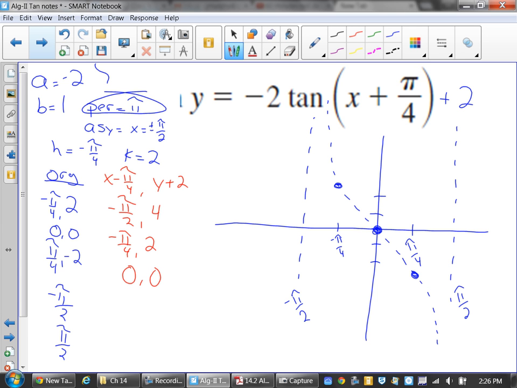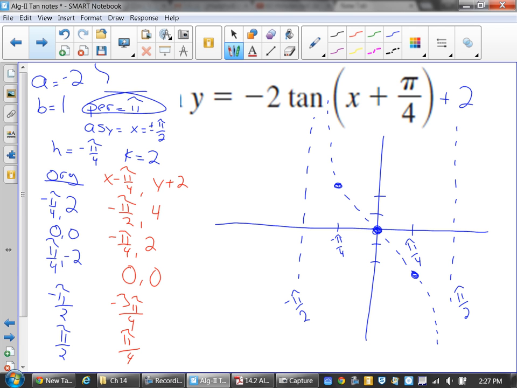And then you have your asymptotes. When you take negative pi over 2 and you subtract pi over 4, you get negative 3 pi over 4. And the other one will be at pi over 4, because the period is still pi, because your period doesn't change. The asymptotes are just moving over, and they're staying the same width apart.